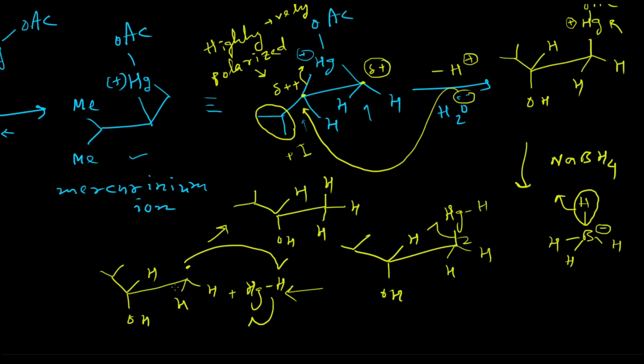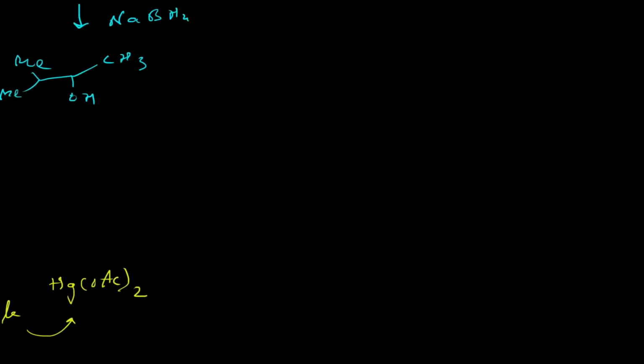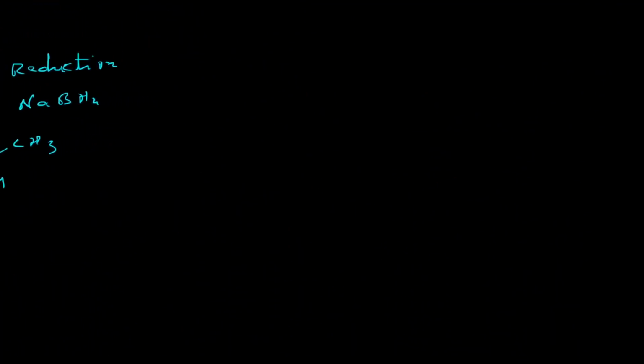So you can see that there is a formation of radical. So because of this, here you can see that anti-addition is taking place during the reaction. So the stereochemistry of this center is well defined, but the stereochemistry of this center is not well defined. So here will be a scrambling in stereochemistry. So this is the overall mechanism of the oxymercuration and reduction reaction.